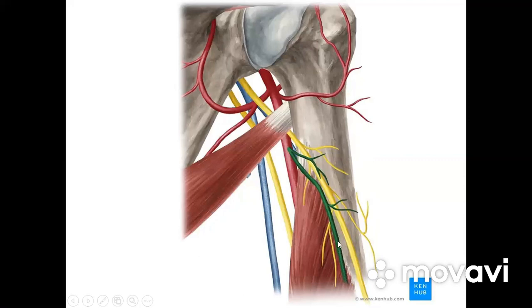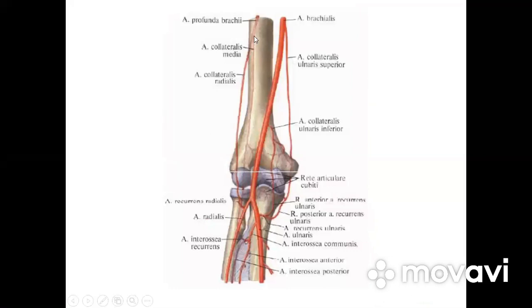Continues downward. Gives a muscular branch to the posterior group of muscles of the arm. This is musculus triceps brachii and musculus anconeus. And on the posterior side, it divides into the main branches: the median collateral artery and the radial collateral artery. These are the two terminal branches from the deep brachial artery.